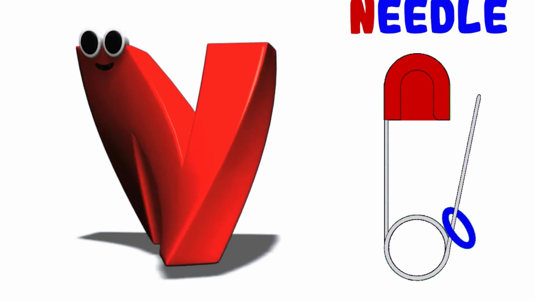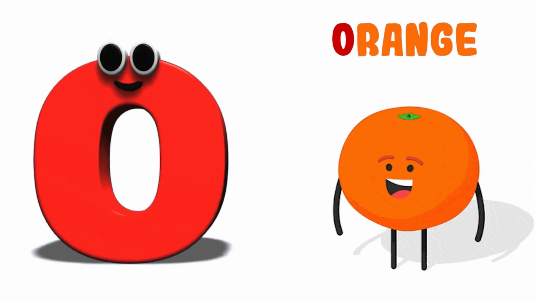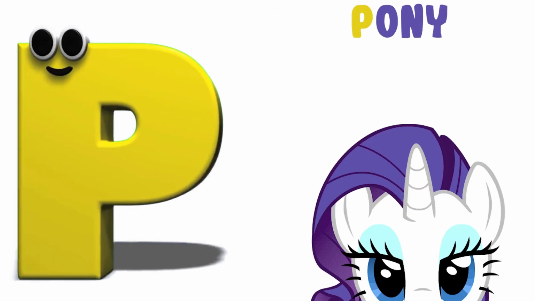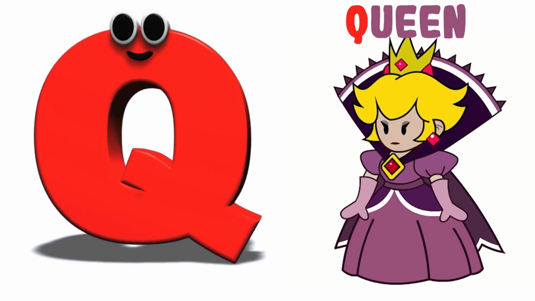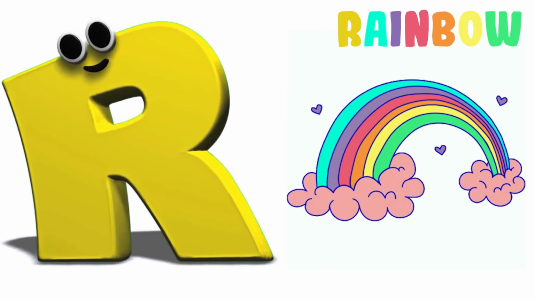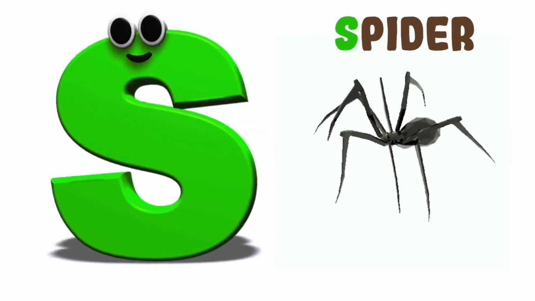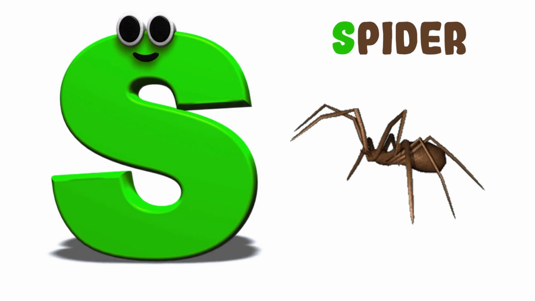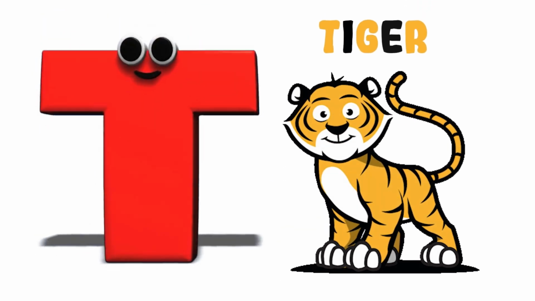M, monkey. N is for needle, needle. N, needle. O is for orange, orange. O, orange. Pony, p, p, pony. Tiger, tiger, T, tiger.